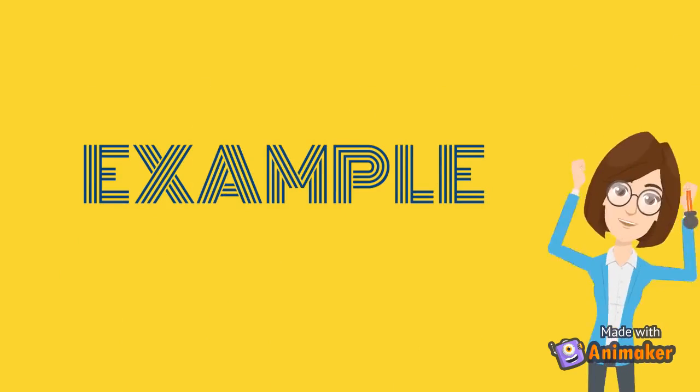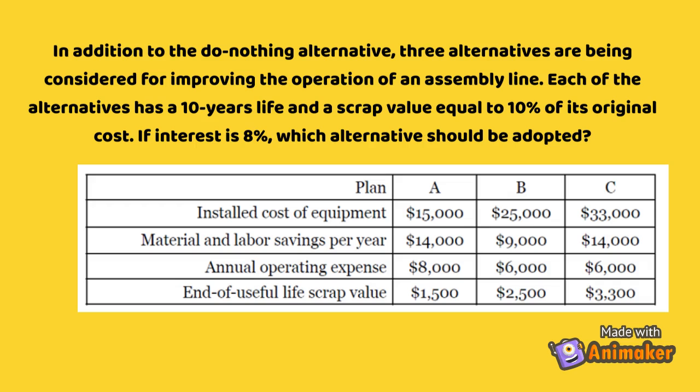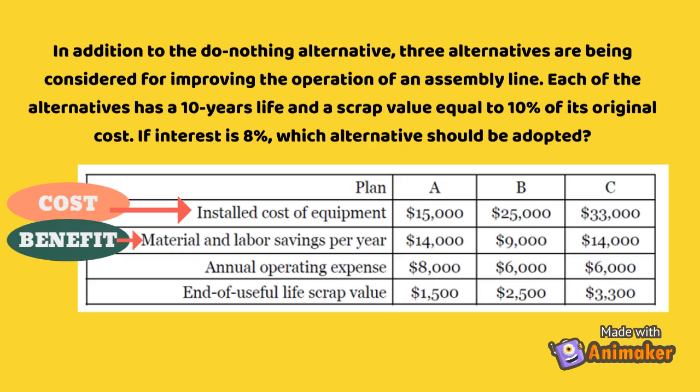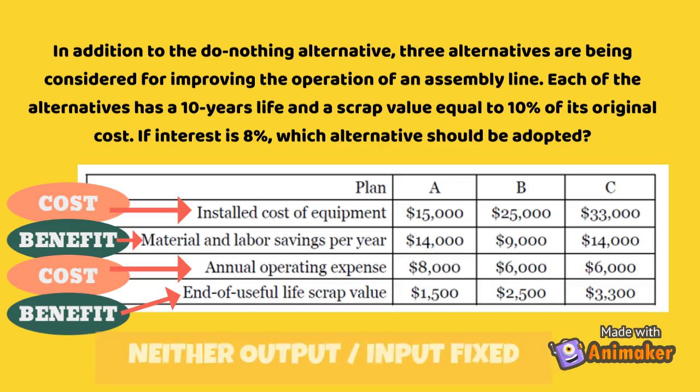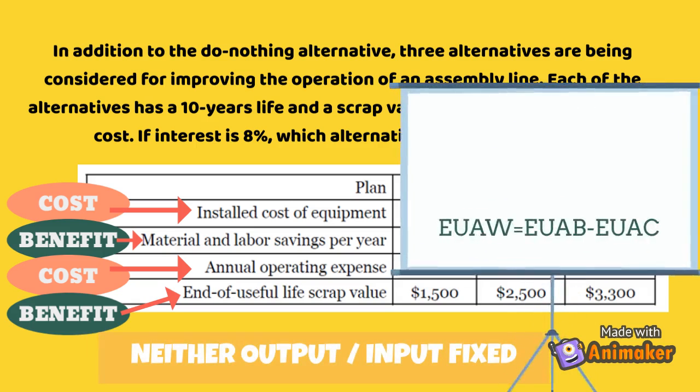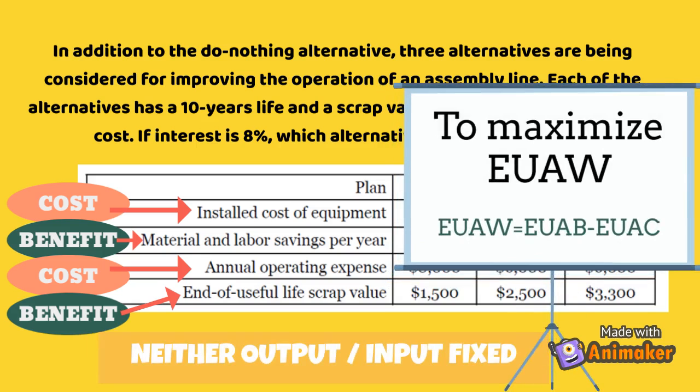How to find annual worth? Let's see an example. In addition to the do-nothing alternative, three alternatives are being considered for improving the operation of an assembly line. Each of the alternatives has a 10 year life and a scrap value equal to 10% of its original cost. If i equals 8%, which alternative should be adopted? Let's see what we have. The install cost is a cost, material and labor savings are benefits, operating expenses are a cost, and scrap value is a benefit. So our case is neither output nor input fixed. Then we need to choose the maximum EUAW, where EUAW equals EUAB minus EUAC.